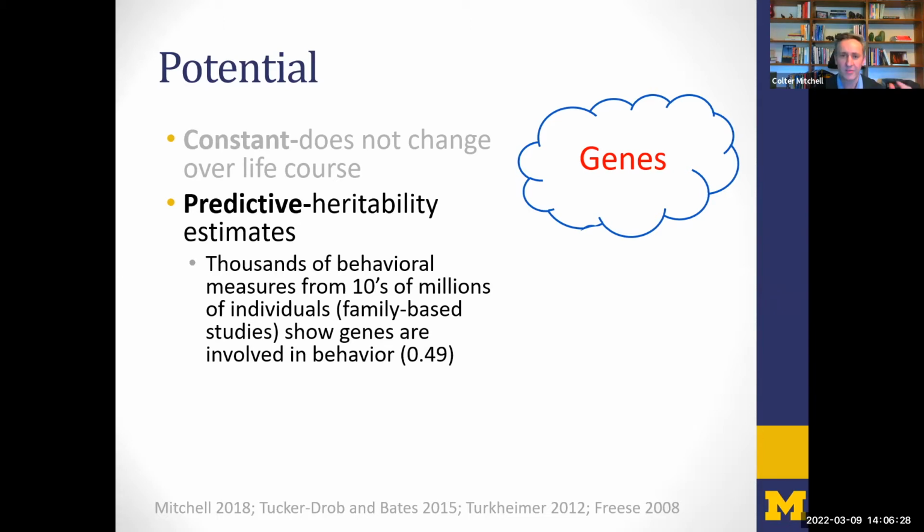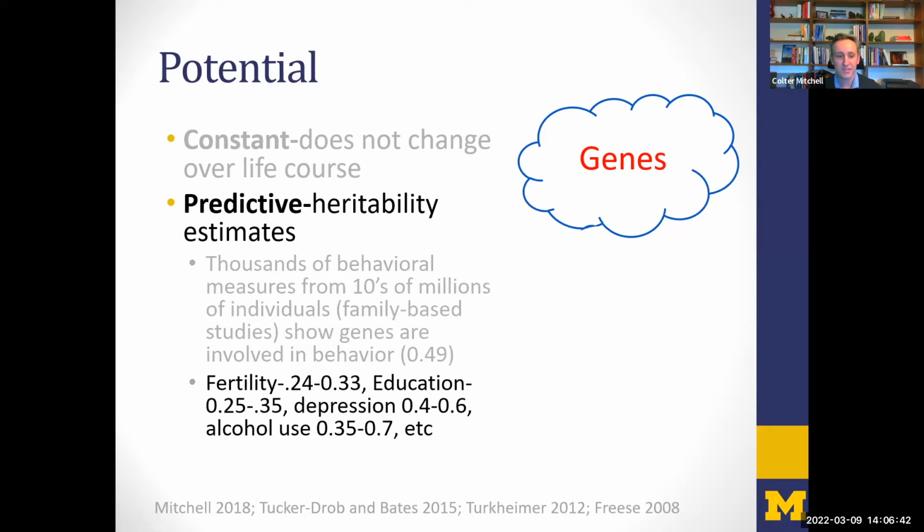But we're talking about, on a scale from 0 to 1, somewhere in the vicinity of 50% on average of behavior is somehow connected to genetics. So what does that mean? That's a little more complicated. But just to give you a sense of what this looks like, fertility, the number of children that you have, for example, ranges from 25% to 30% due to some sort of genetic component. And again, that could be direct genetic effects, gene-gene interactions and gene-environment interactions, all included in that.